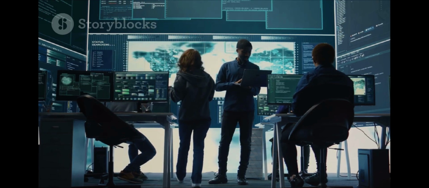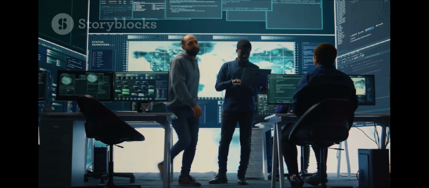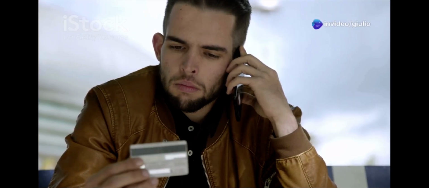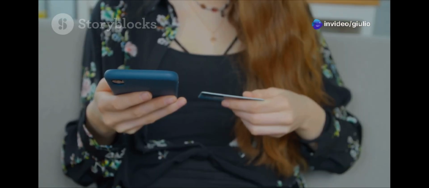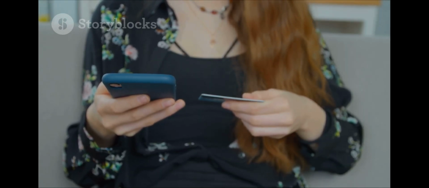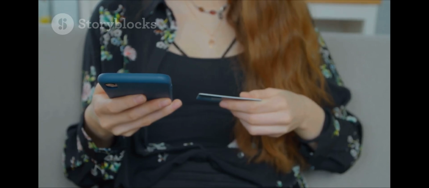The consequences of a successful cyber attack can be severe and far-reaching. For individuals, it can lead to identity theft, financial loss, and damage to personal reputation. Imagine losing access to your bank account, having your credit cards maxed out, or having your personal information leaked online.